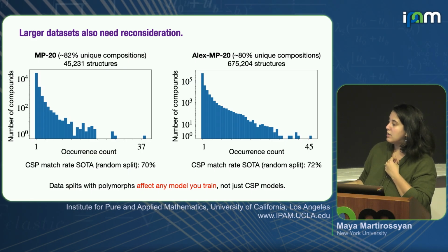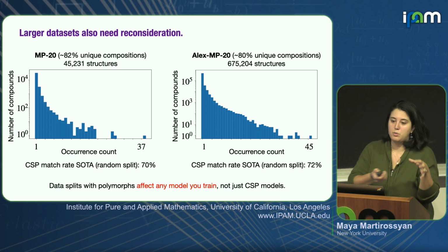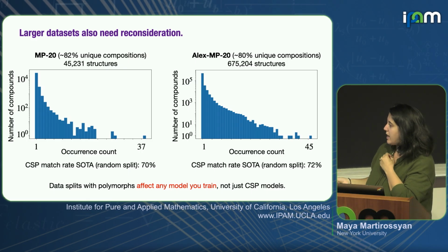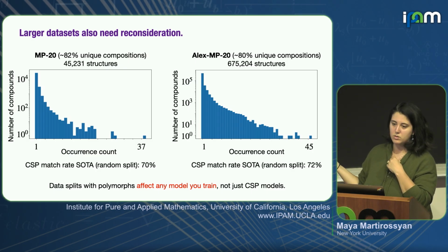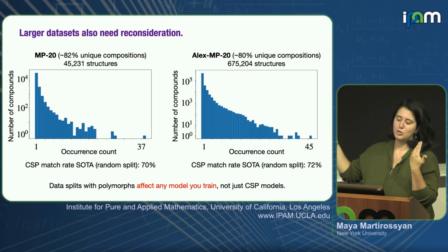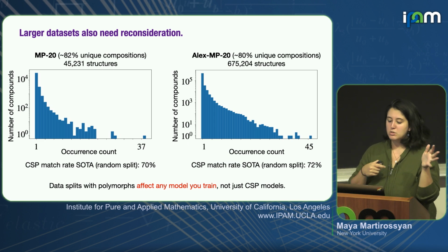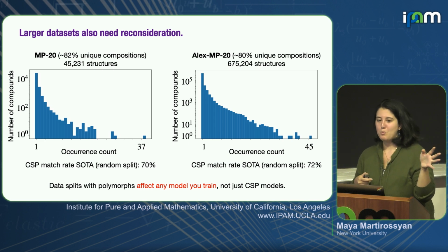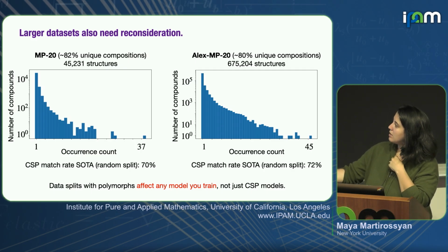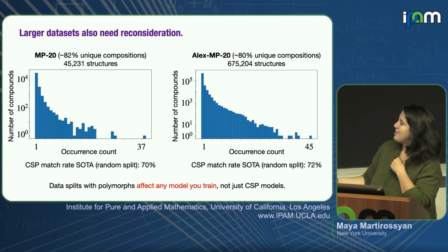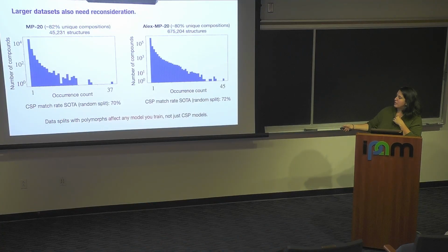We have actually gone forth and resplit these data sets, grouping the polymorphs together. The results aren't here; they're in the paper that we have online on the arXiv. But you can see that just by doing that, you can improve your models by a few percent, at least for MP20, the one on the left. The problem is actually much worse on the right, so those results are yet to come.